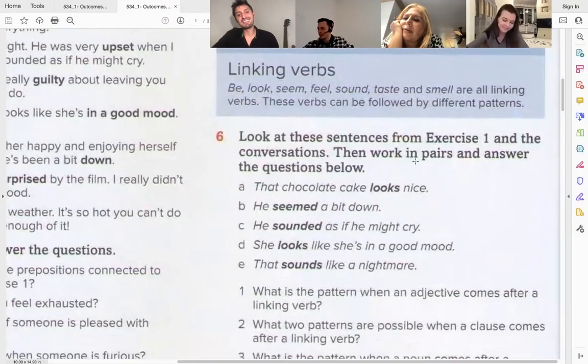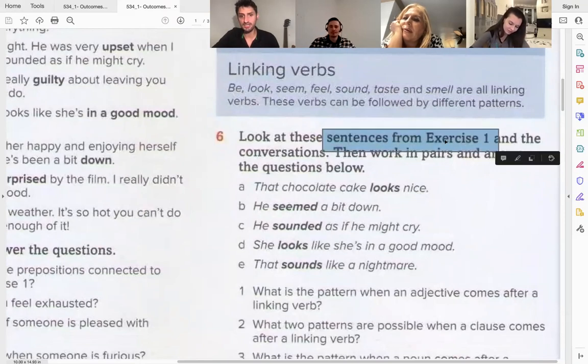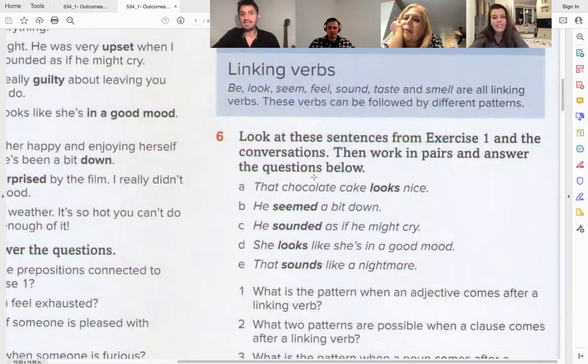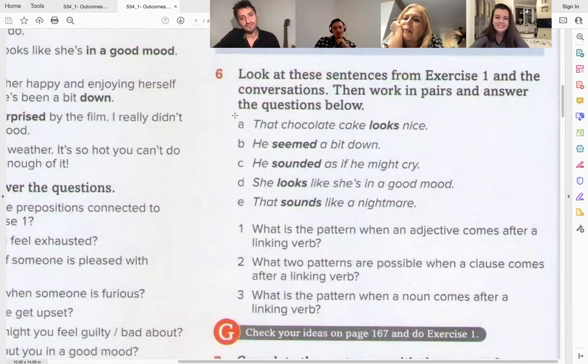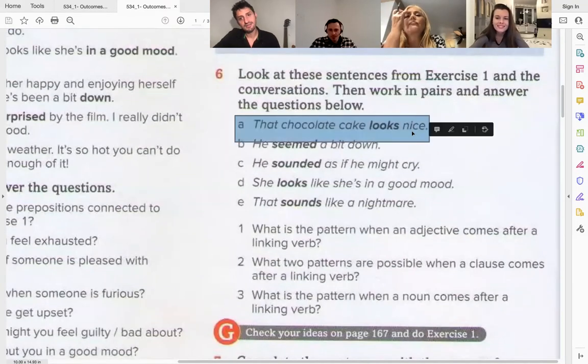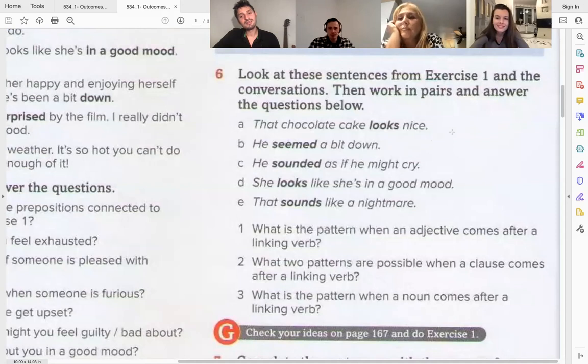Okay, so let's look at these. So these are some examples. We will look at these sentences from exercise 1 and the conversations, and then we will try to answer these. So we'll do this together. It should be easy. Okay, so let's see. Ferry, can you read the first one? The chocolate cake looks nice.